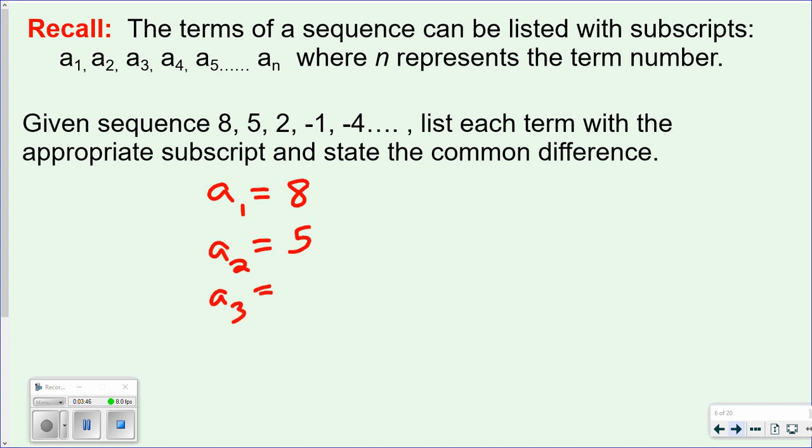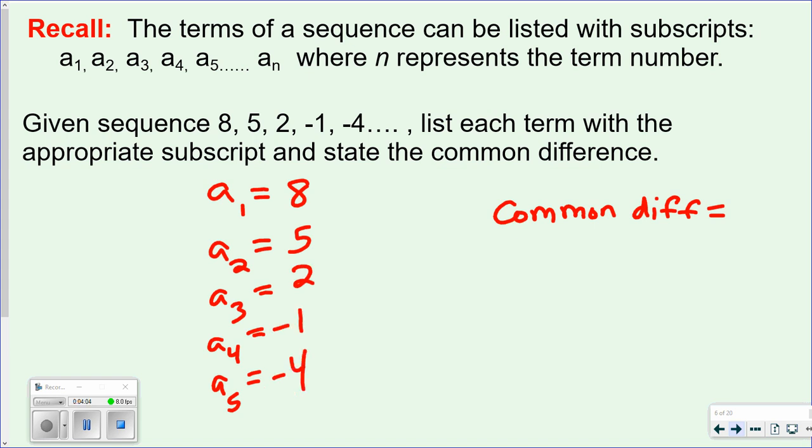Pause the video and you're going to do A sub 3, A sub 4, and A sub 5 and tell me what the common difference is. Once you figure it out, you can unpause it and we will go through the answers. So A sub 3 is 2, A sub 4 is -1, A sub 5 is -4. Your common difference, what am I adding or subtracting to get to each term? I am subtracting 3. Right, so -3.